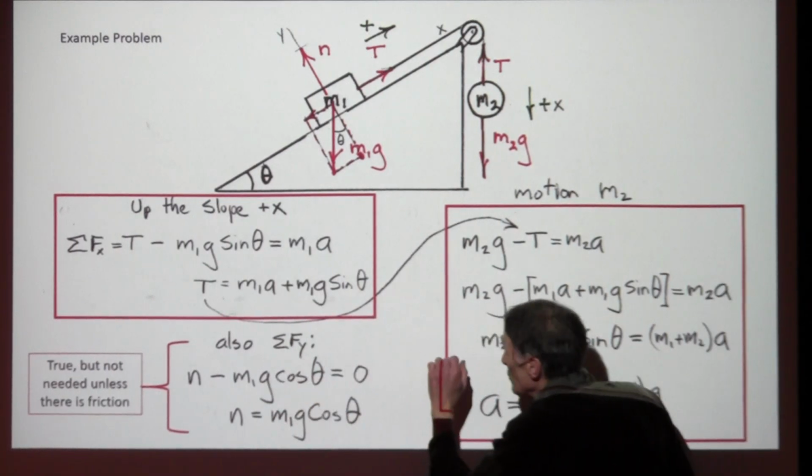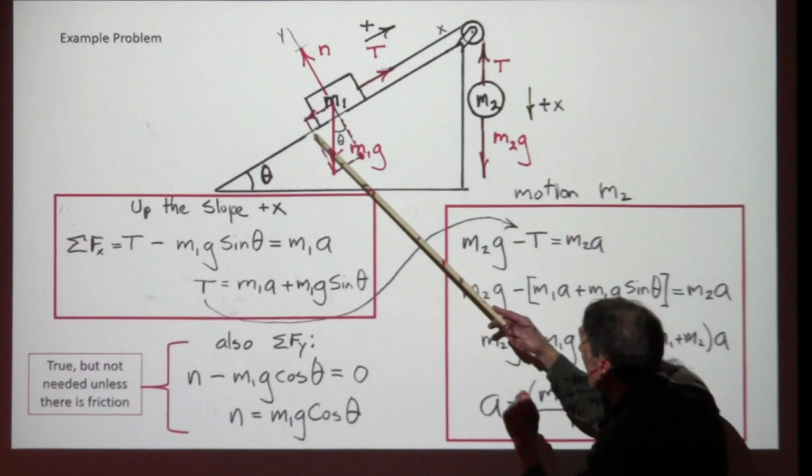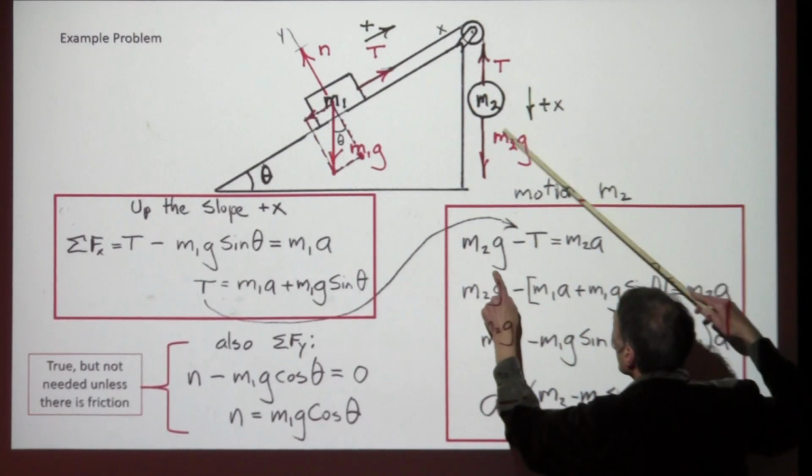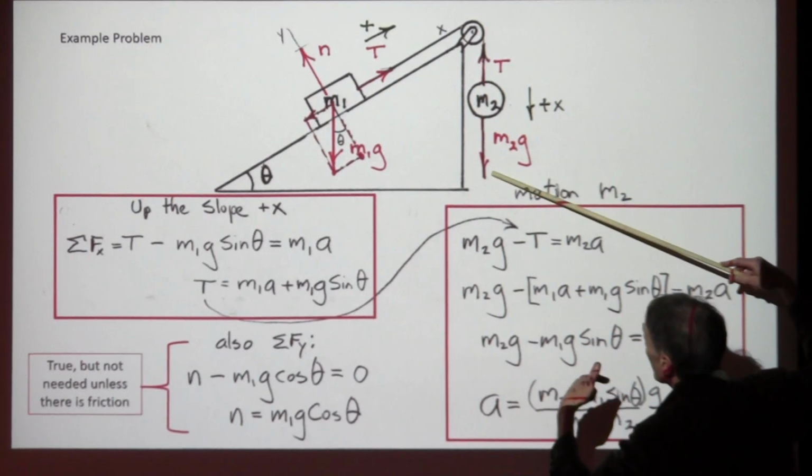But while this is true, all I really need are just these two: the x term for this and, I call it plus x downward, for this one.